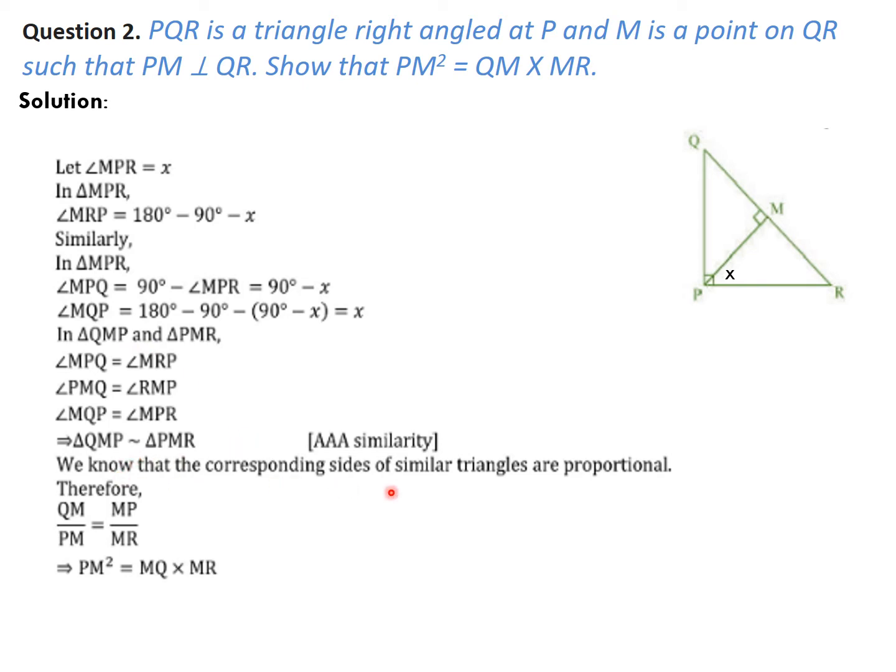So we know the corresponding sides of the triangles are proportional. From there we can write QM by PM is equal to MP by MR. So we'll write down this relation of proportional sides, and now just cross multiply, and we'll get PM square is equal to QM into MR. Hence proved.